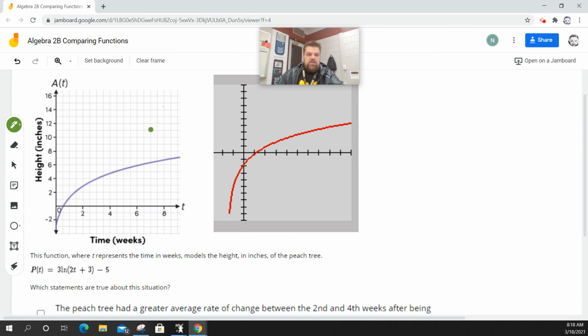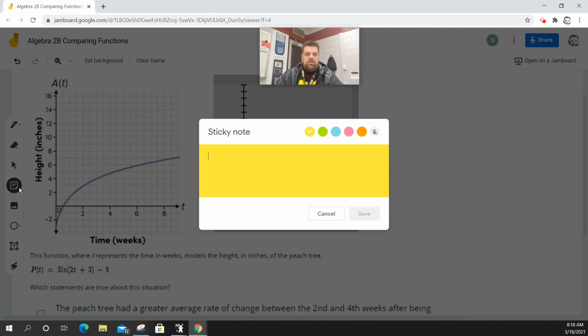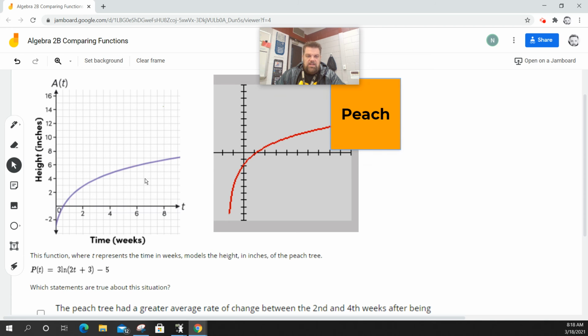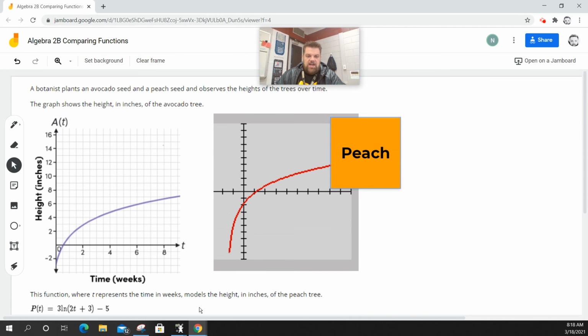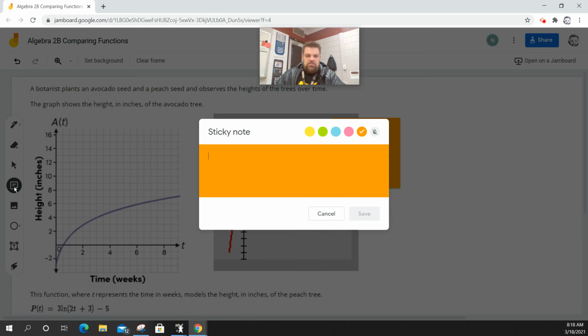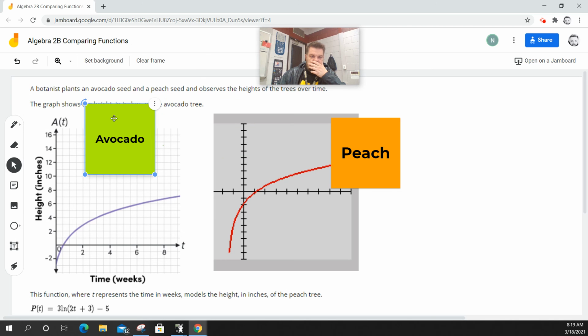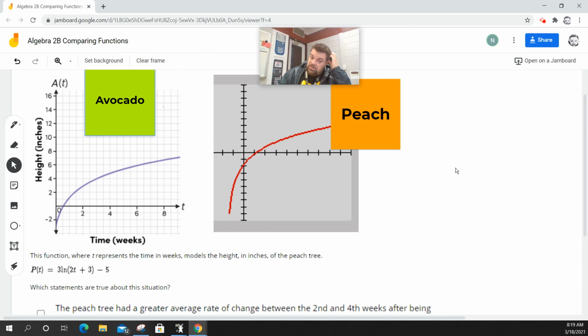So this is the peach tree, right? And we'll make it peach. I don't know, is that peach? We'll make it orange. Who knows? So this is the peach tree, right? And then the other tree was the avocado. Oh, that's easy. We'll make that green. That goes over here. And so now we got to compare these two graphs.